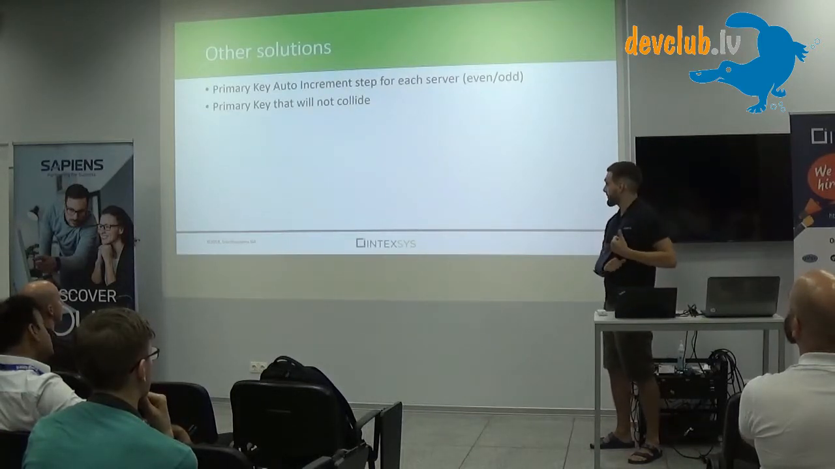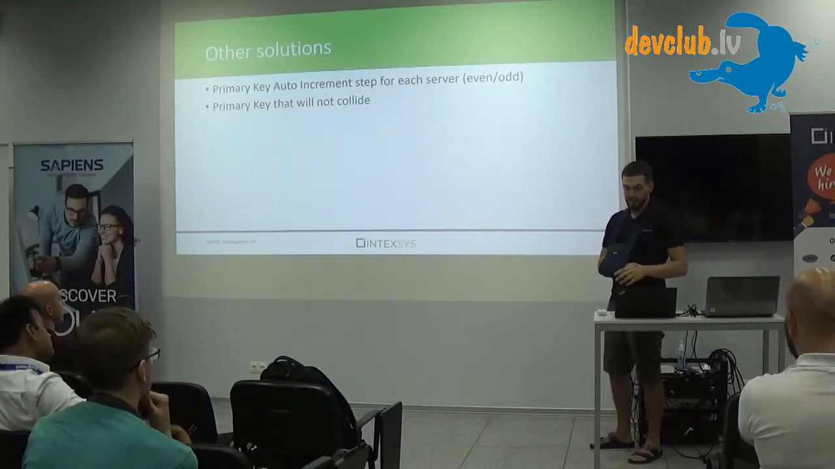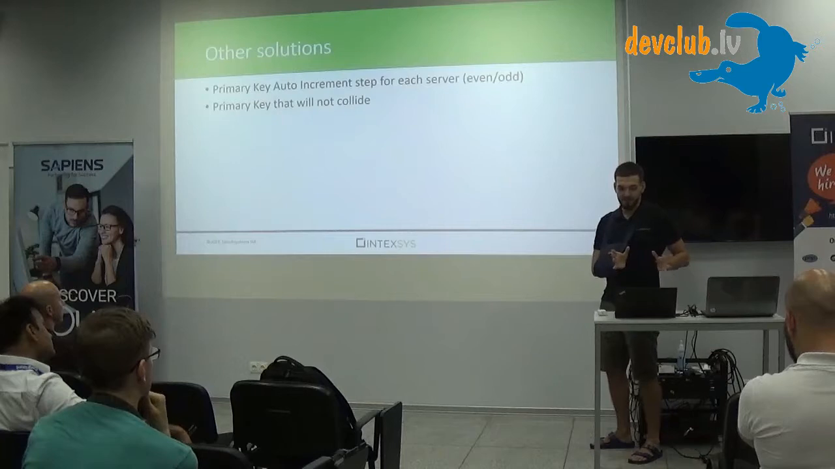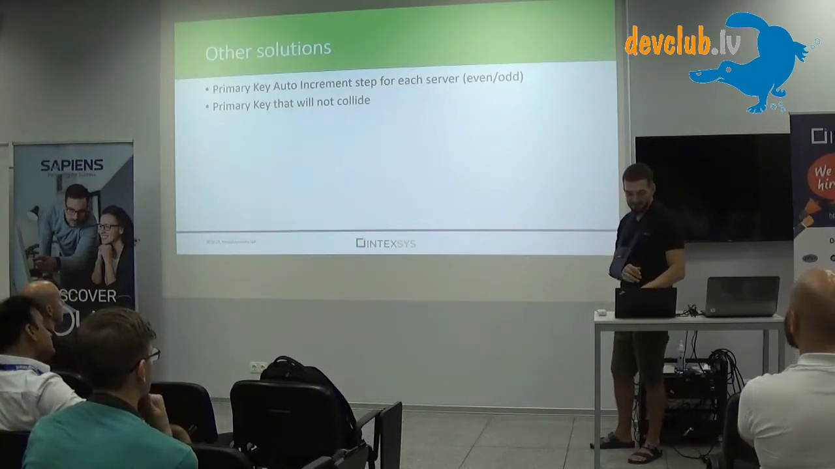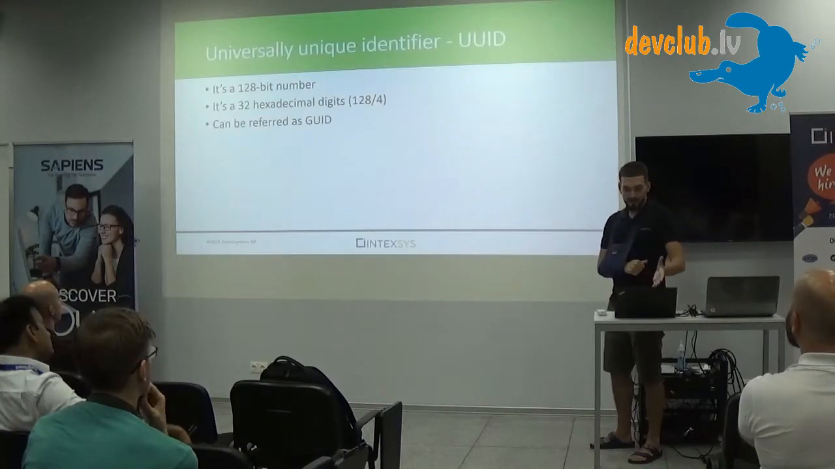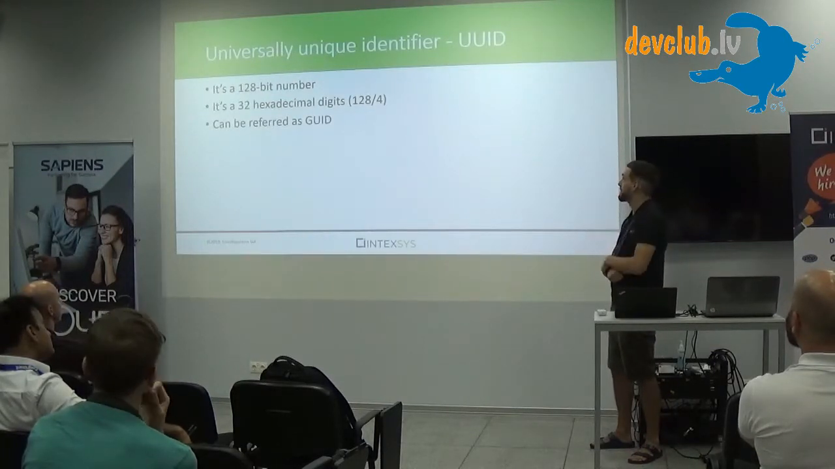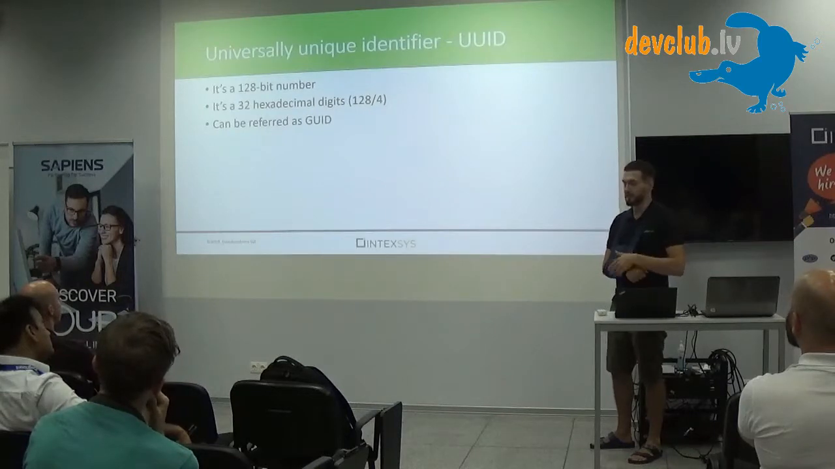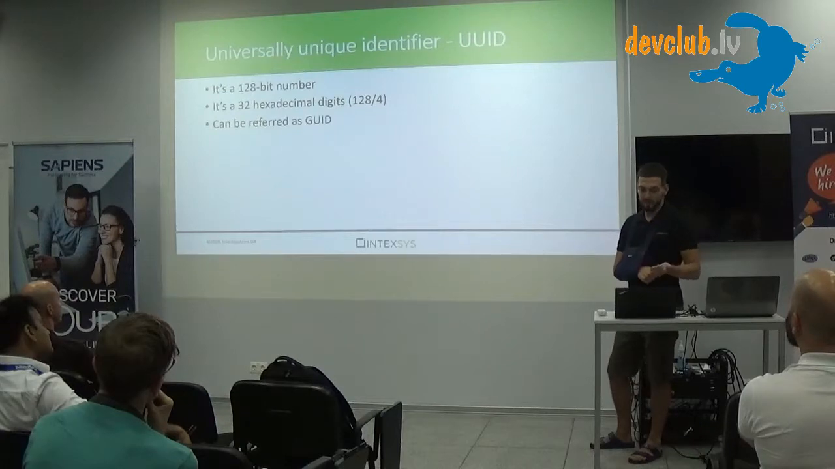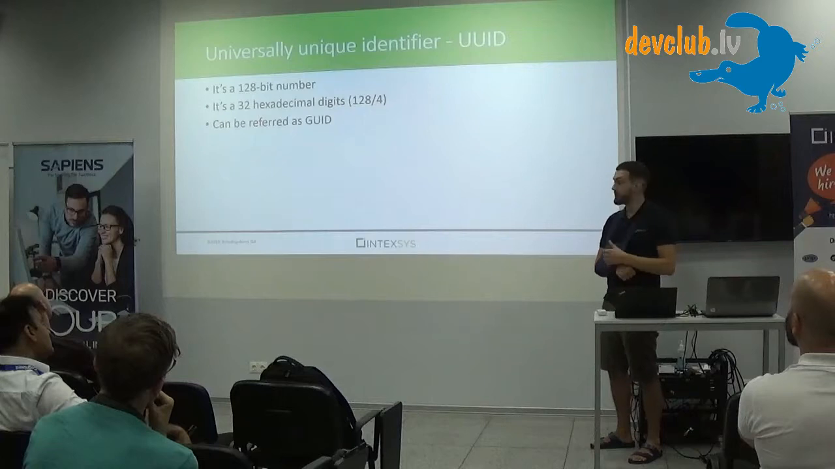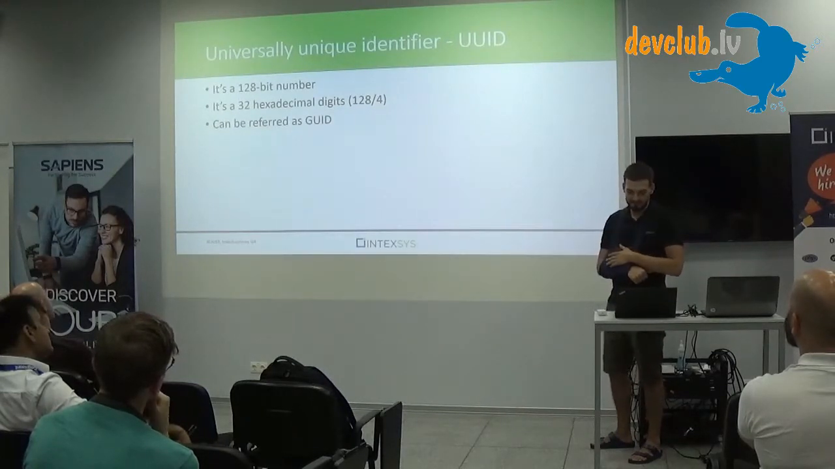The approach that we've taken is to implement a primary key which will not collide. Many of you who are running large scale maybe know what technology I'm talking about. We've decided to go with the universal unique identifier, or UUID for short. First of all, it's a 128-bit number, 32 characters. It's also referred to as GUID in Microsoft products.